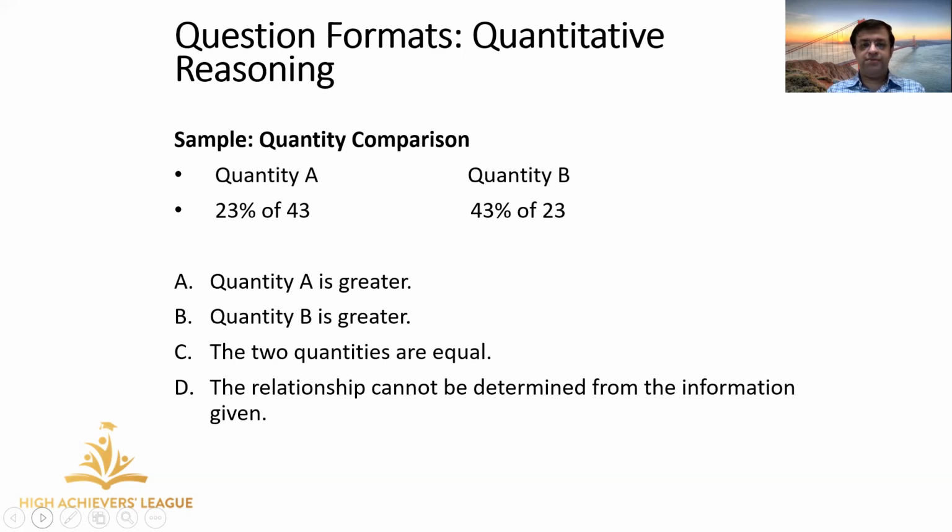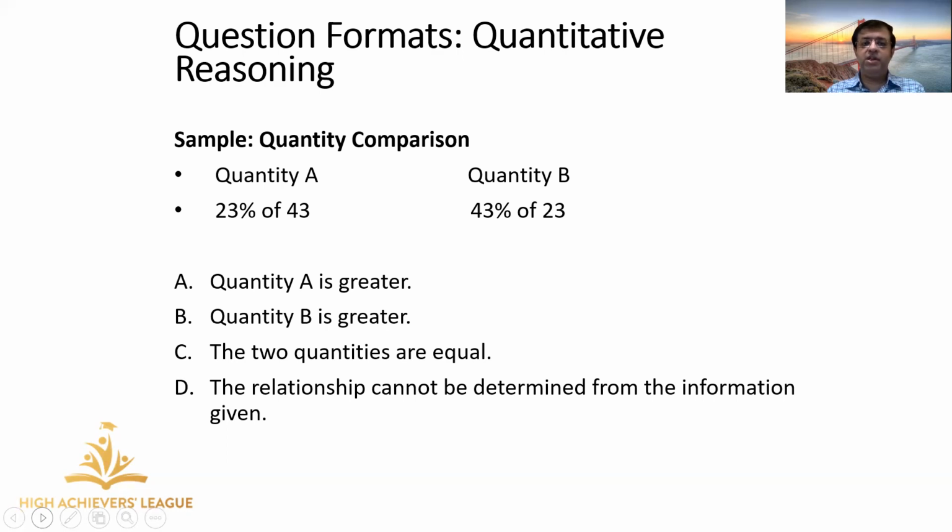So let's look at this question. Quantity A is 23% of 43 and quantity B is 43% of 23. Before you rush to solve this question, always look at it a bit carefully. You don't even need to solve this question. If you look at it closely, you will find that the numerator in both these quantities is 23 into 43, and the denominator in both the quantities is 100. So in a sense, both these quantities are essentially equal.